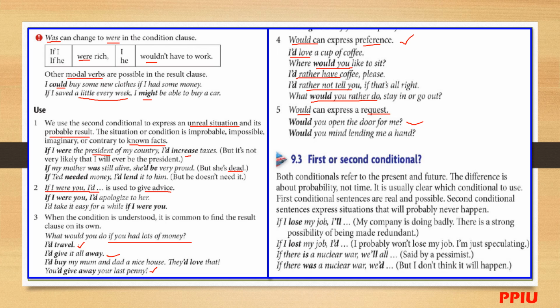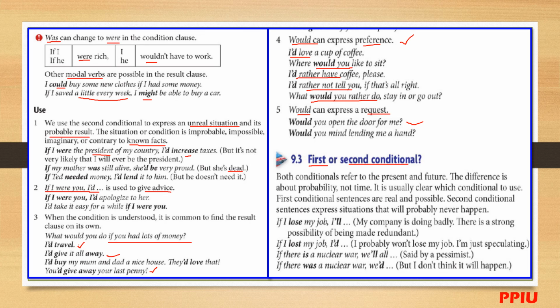And next we are going to move to 9.3. They want to discuss first or second conditional. Which one do you use here? You can say both conditionals refer to the present and future. The difference is about probability, not time. It is usually clear which conditional to use. First conditional sentences are real and possible. Second conditional sentences express situations that will probably never happen. Alright.